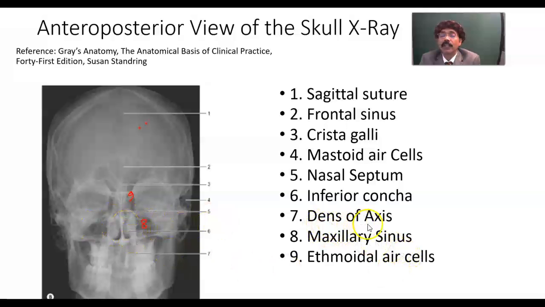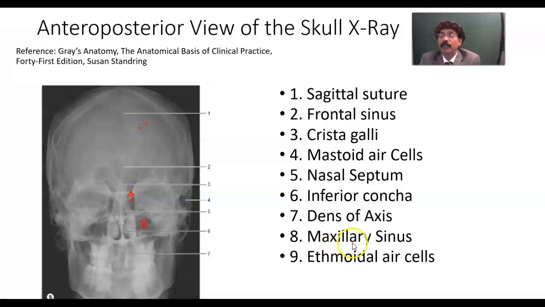Then number 7, dens of the axis. This is the dens of the axis, also called the odontoid process of the axis. It is behind the anterior arch of the atlas. This is the second cervical vertebra, and the tooth-like process is called dens.